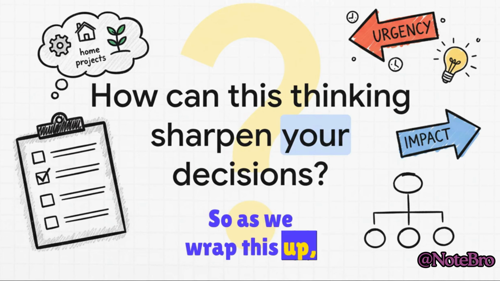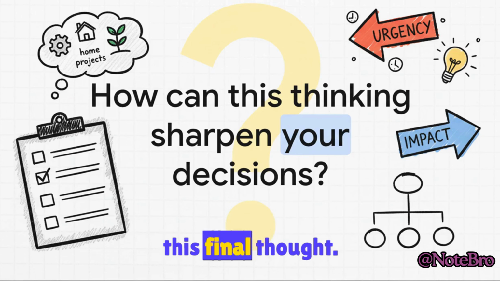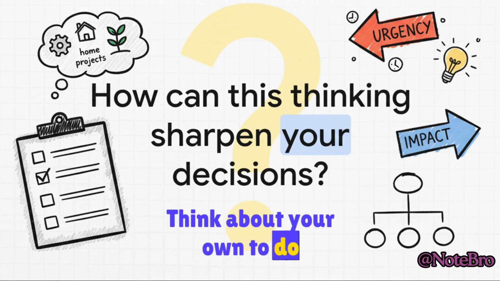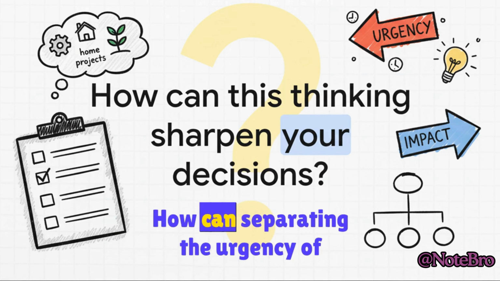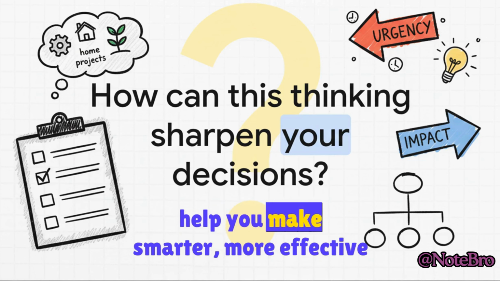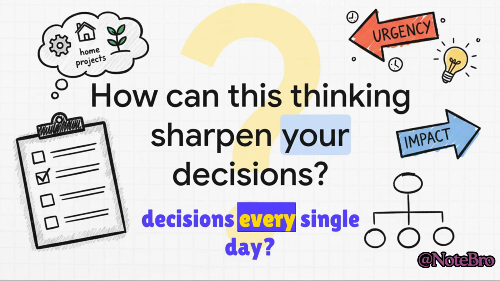So as we wrap this up, let me just leave you with this final thought. This whole concept isn't just about code. Think about your own to-do list, right? Think about your own projects at work or at home. How can separating the urgency of a task from its actual impact help you make smarter, more effective decisions every single day?